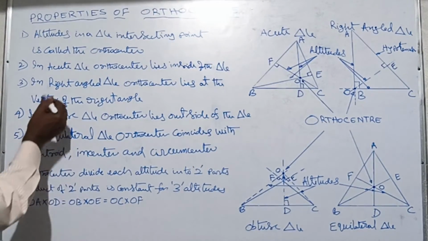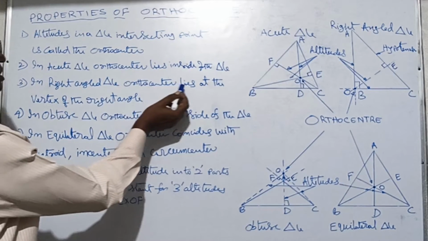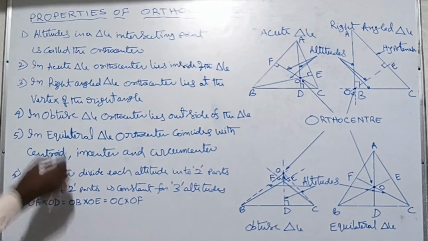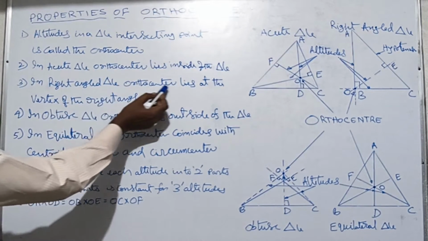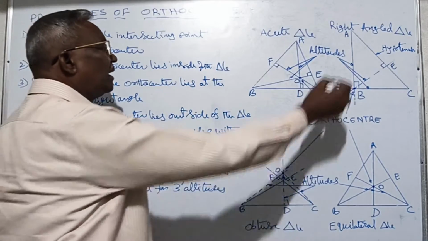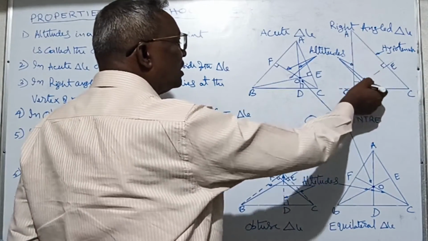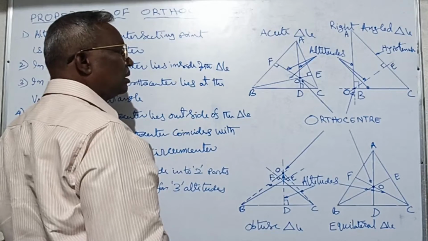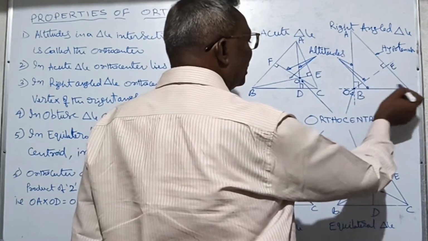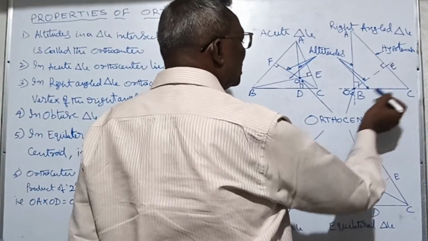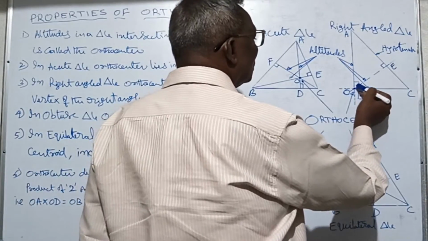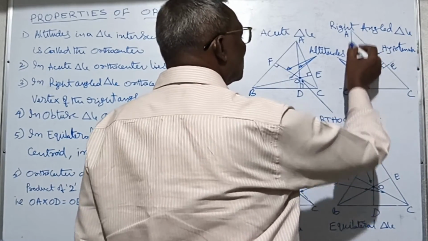Next, in right angle triangle, orthocenter lies at the vertex of the right angle. Right angle triangle means one angle is right angle, that is 90 degrees. Triangle ABC is a right angle triangle. Angle B is 90 degrees. Opposite to the right angle is the hypotenuse. So this is a right angle triangle.